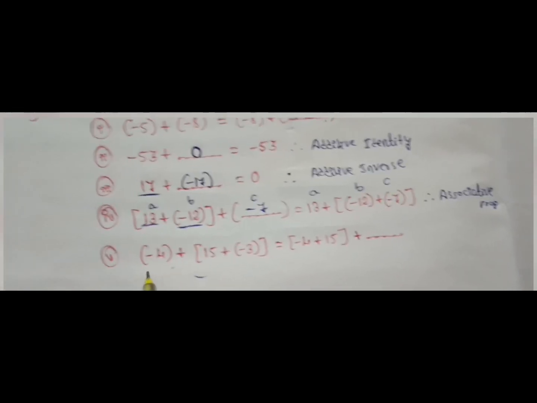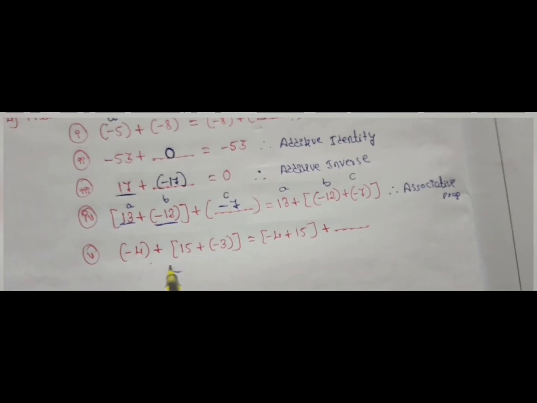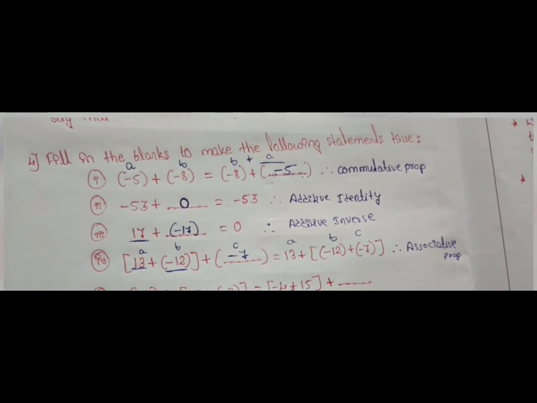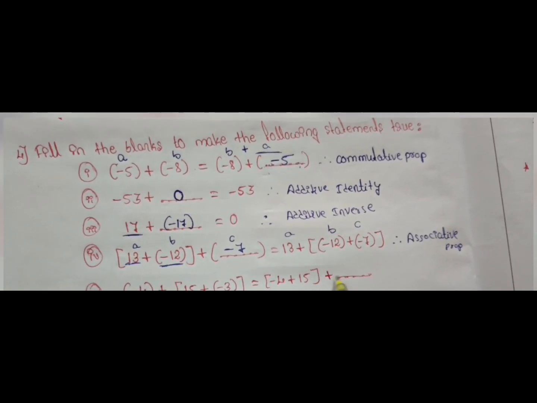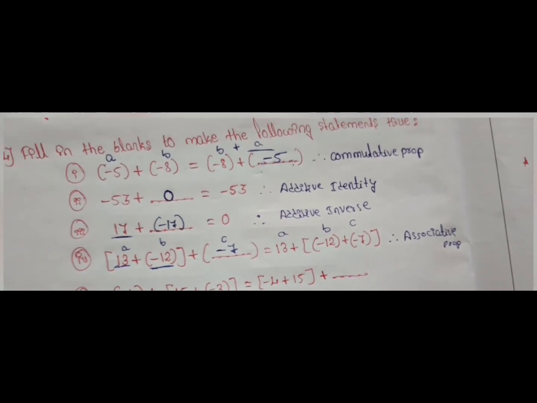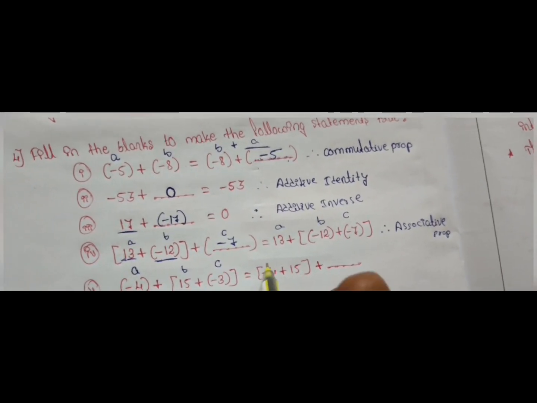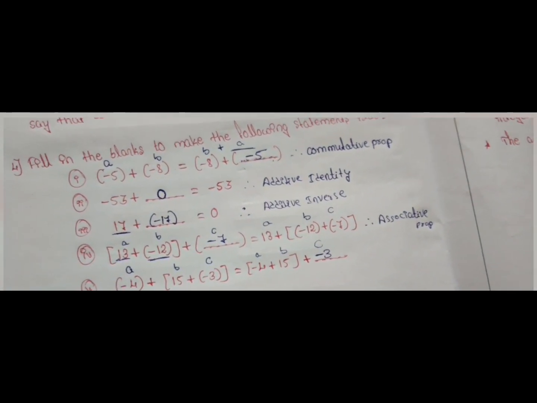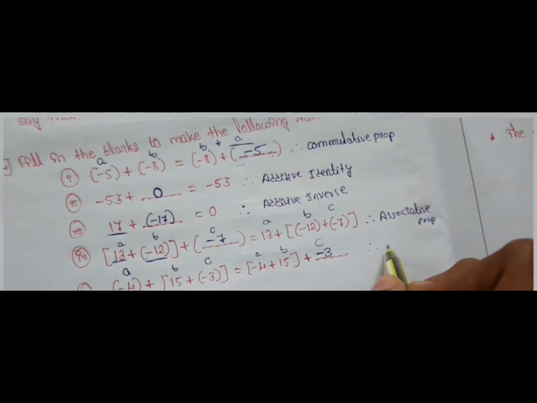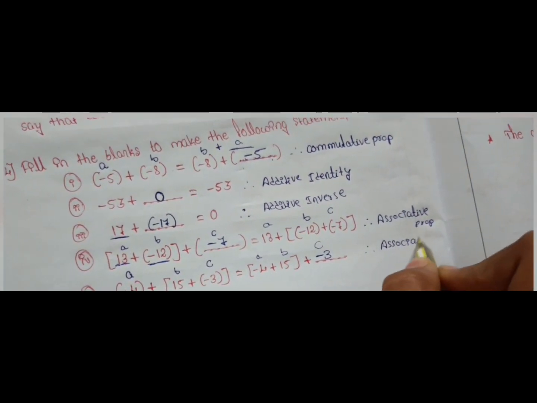Next question. -4 plus 15 plus -3 is equal to -4 plus 15 plus dash. Here also we have to apply associative property only. Imagine -4 is A, 15 is B, and C is -3. So -4 is A, B is 15. So C will be -3. We will get the same answers. So here also associative property is applied.